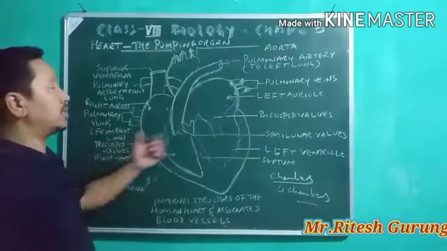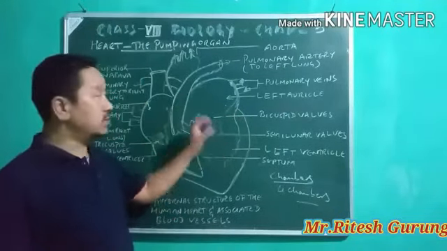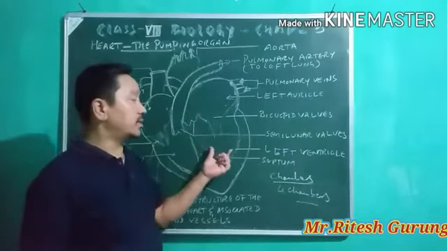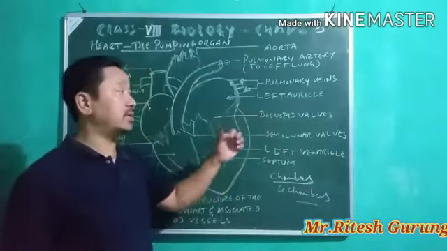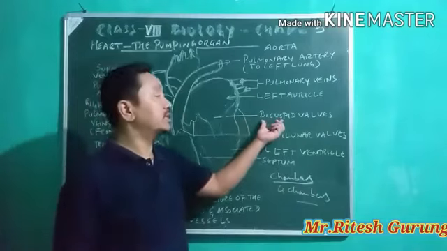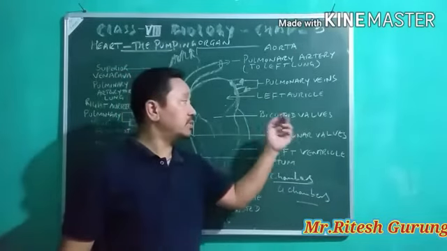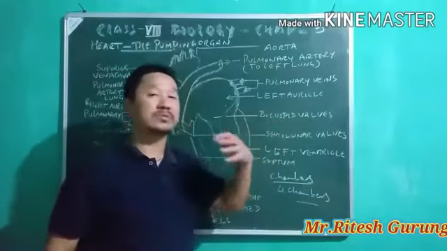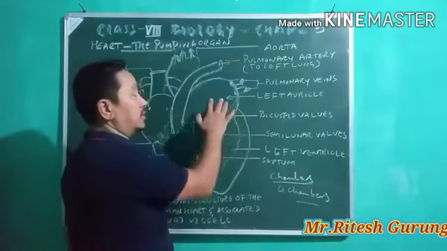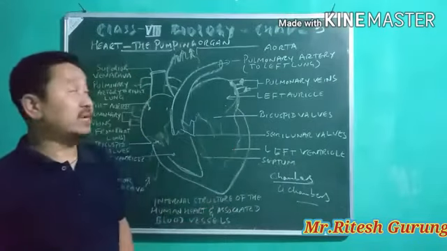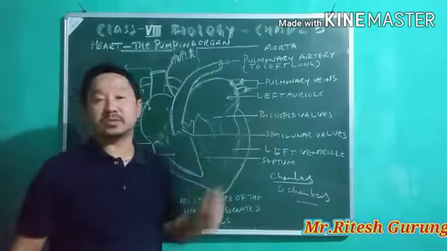Similarly, on the left side, you see the upper region and the lower region. The left auricle and the left ventricle are separated by means of the bicuspid valves. That means valves which consist of two cups. So this separates the upper chamber and the lower chamber on the left side of the heart. Left auricle is separated from the left ventricle by means of the bicuspid valve.